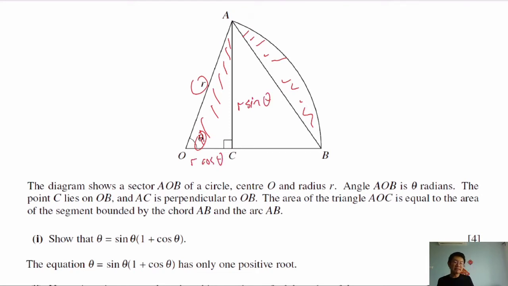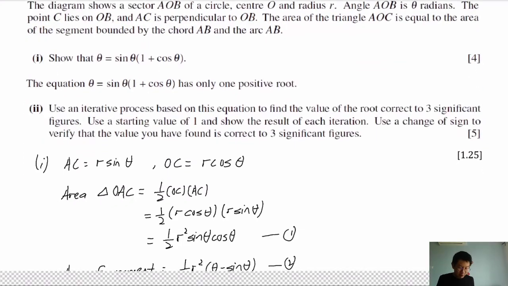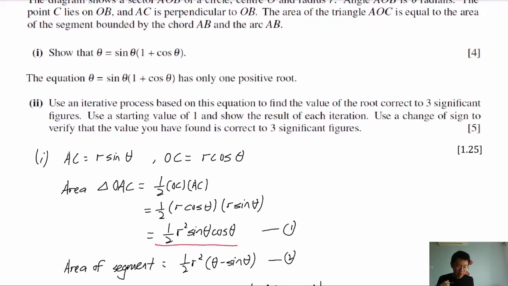Okay, so this helps us to find the area of the triangle. The area of the triangle is half times the base, which is the OC, times the height, which is the AC. So from there we will have the triangle, we'll have this area.